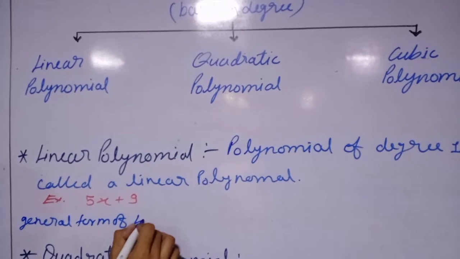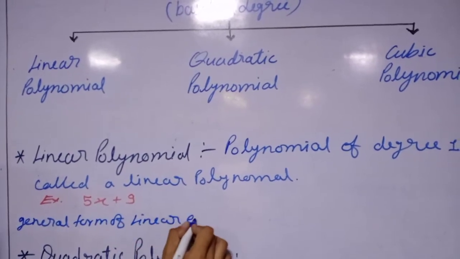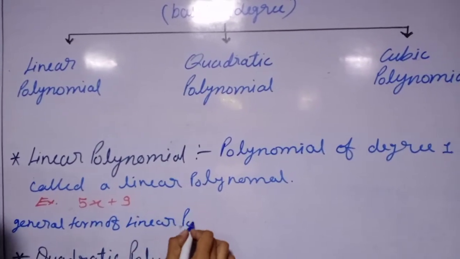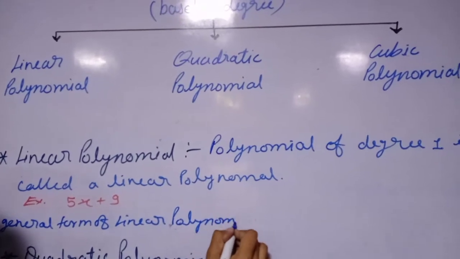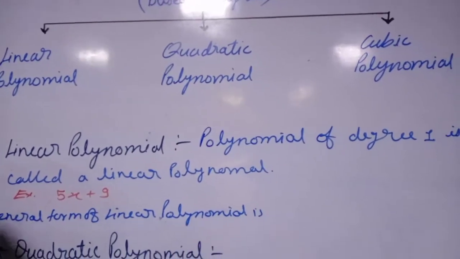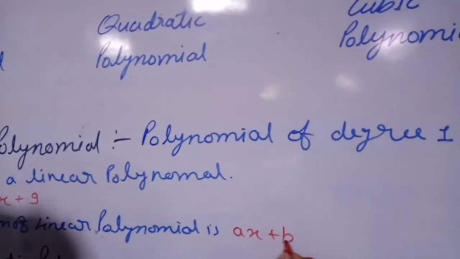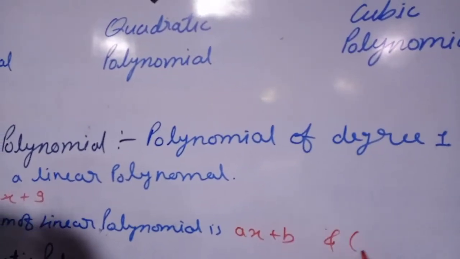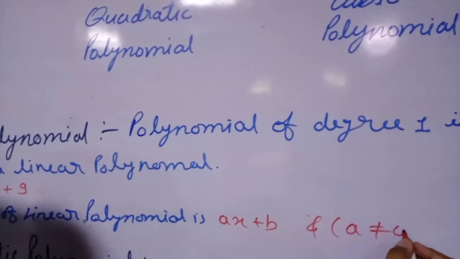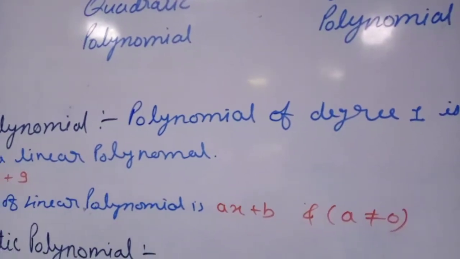And the next thing, the standard form, or we can say the general form of a linear polynomial, is in the form of ax plus b, where a is not equal to 0.